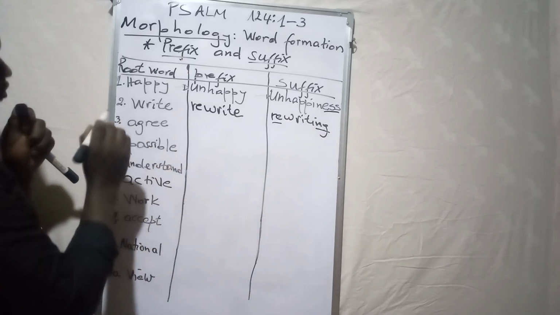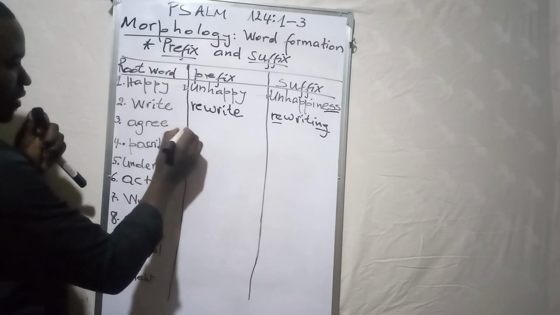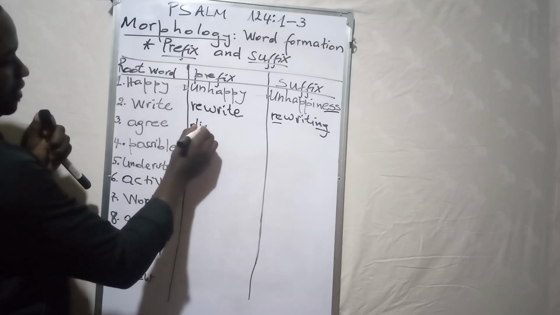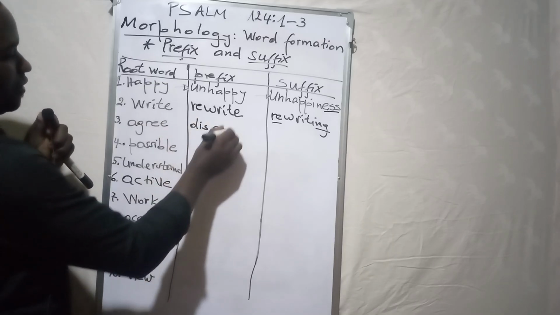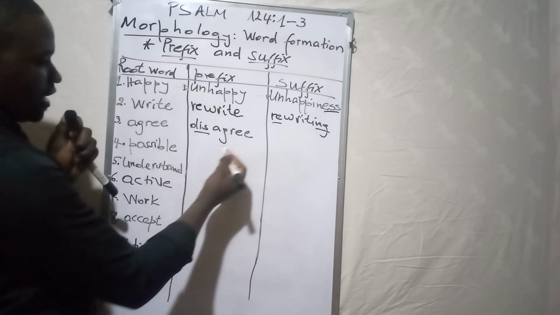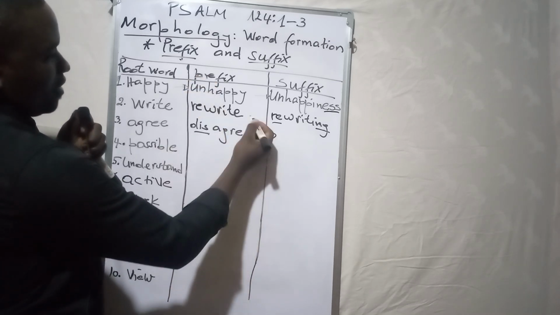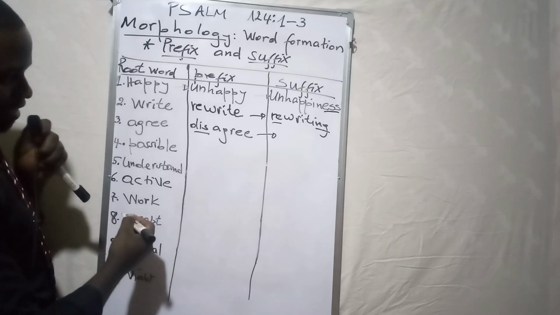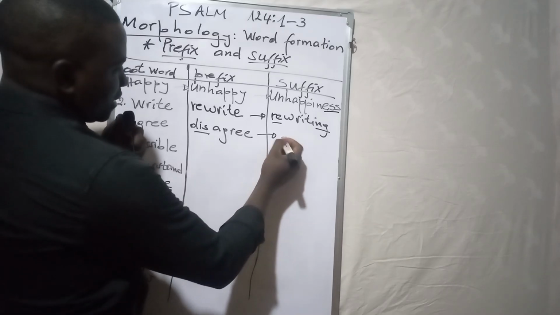So here we have agree. We will use disagree. This disagree, it is the prefix. So we can make here the suffix: disagreement.